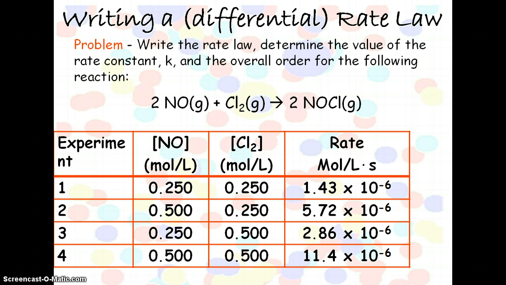All right, so our problem is going to be: write the rate law, determine the value of the rate constant k and the overall order for the following reaction. You're given the reaction of NO and Cl2 goes to NOCl. All right, and you see that you have experiment 1, 2, 3, 4. So 4 different experiments were run, and you see the starting concentrations of both reactants, and you see the rate that it gives.